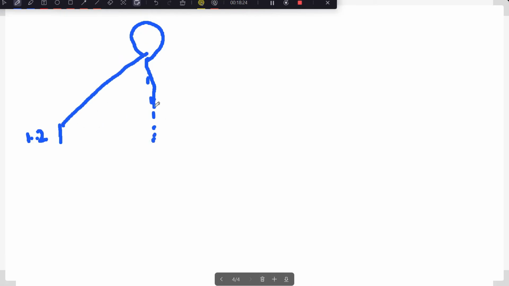A 1.2 meter tall girl spots a balloon moving with the wind in a horizontal line at a height of 88.2 meters. So the height of the balloon from the ground is 88.2 meter. She spots this balloon, right? The angle of elevation of the balloon from the eyes of the girl at any instance is 60 degree.